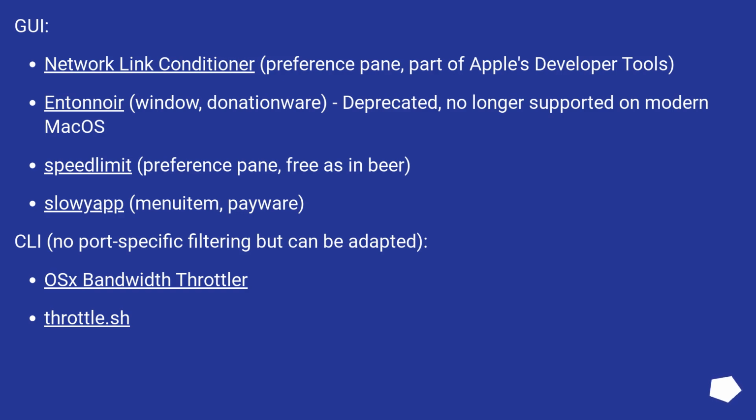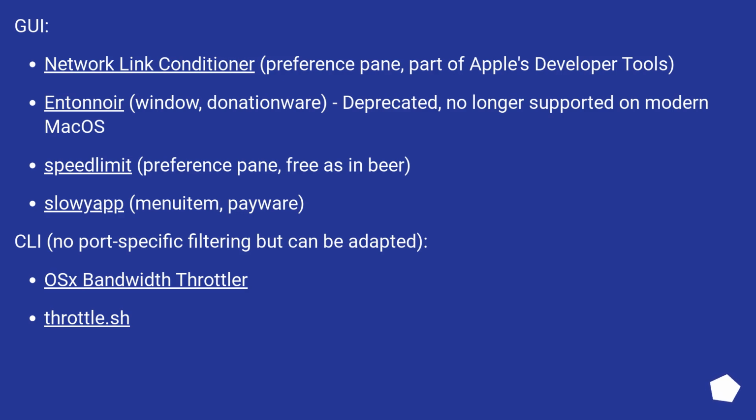GUI: Network Link Conditioner, Preference Pane, part of Apple's developer tools. Internode, window, donationware, deprecated, no longer supported on modern macOS. SpeedLimit, preference pane, free as in beer. Slowly app, menu item, payware.